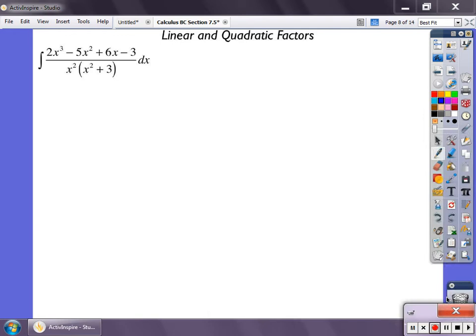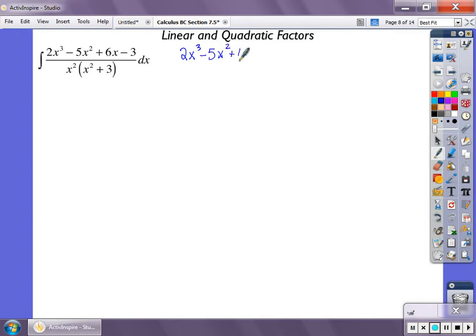Okay, in this case we have both linear and quadratic factors, and I know you're looking at the x squared and saying that's not linear, it's quadratic, but this is a repeated linear factor. It's x times x, and this is your irreducible quadratic factor, x squared plus 3. We don't have to factor because it's already been done for us, so we're ready to start our partial fraction decomposition. I'm going to write 2x cubed minus 5x squared plus 6x minus 3 all over x squared times x squared plus 3.